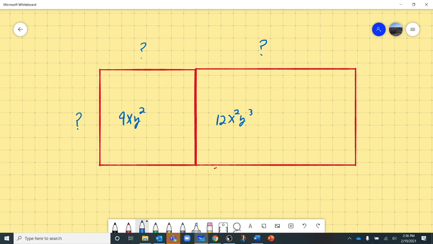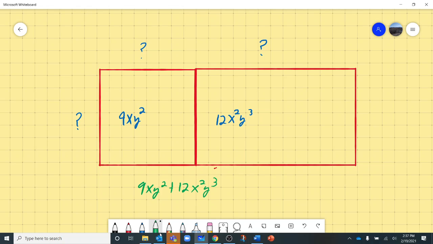But if I want to find the area of the whole rectangle, we would first have to add these together, right? So I'm going to add my two rectangles together. 9xy squared plus 12x squared y cubed. The variables attached are both x's and y's, but they have different exponents. They're to a different degree, and so we can't put them together. We can't simplify this any. So we're stuck with 9xy squared plus 12x squared y cubed.